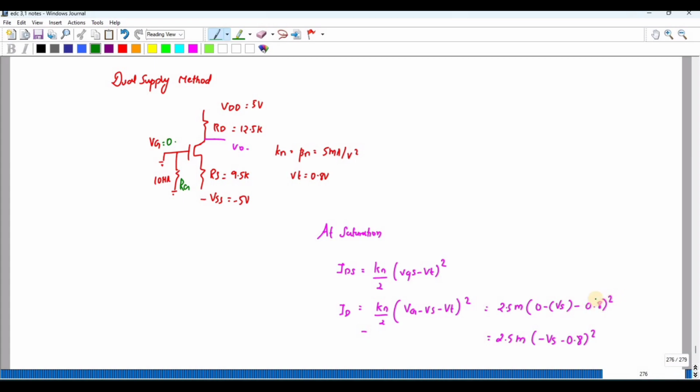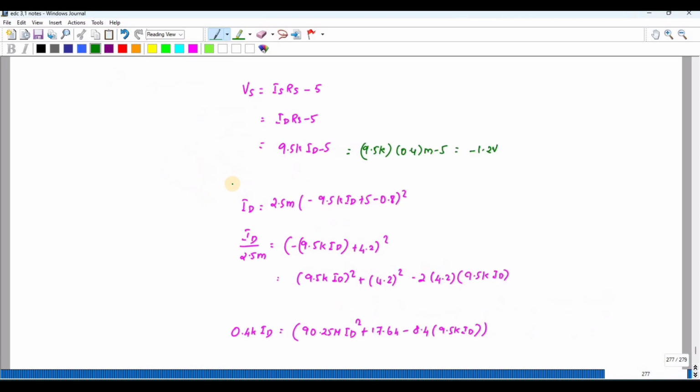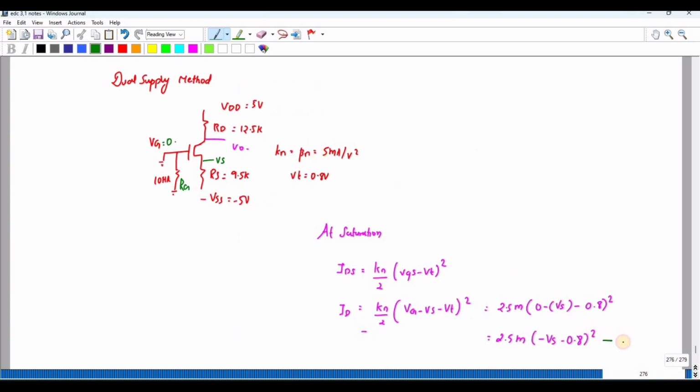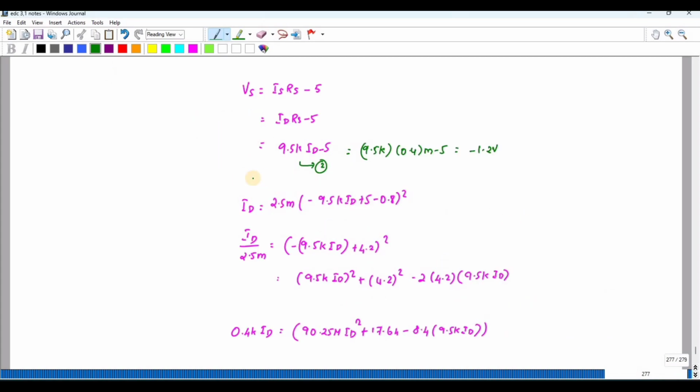Next, from this equation I can write Vs is equal to ISRS minus 5 volt. IS is nothing but ID, and we don't know the value of ID. RS they have given as 9.5 K. So this is your second equation, and this is your first equation for ID. You are going to substitute the second equation in the first equation.